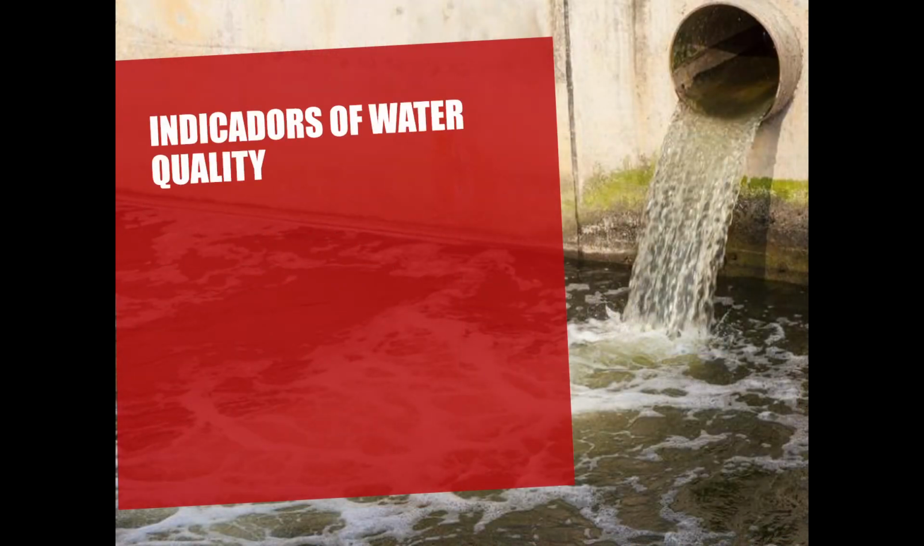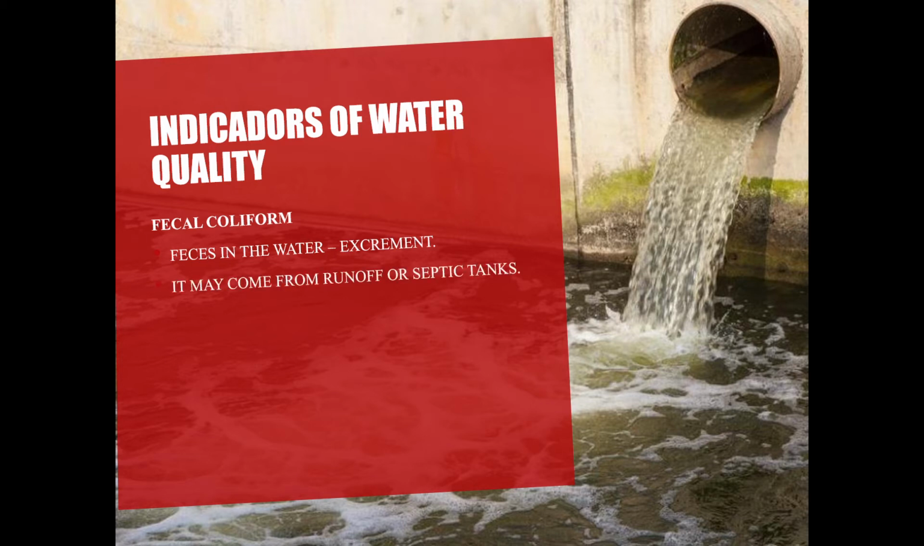Alright, now we're going to talk about the indicators of water quality related to fecal coliform. Fecal coliform is basically excrement that you might be able to find in some portions of water. And where can this come from? It can come, of course, from all of the water waste from people in different towns. So, feces in the water are basically excrement, just like I was mentioning. It may come from runoff or septic tanks.